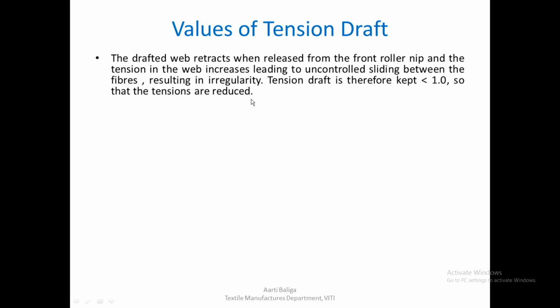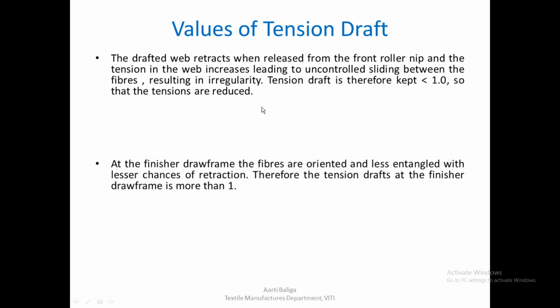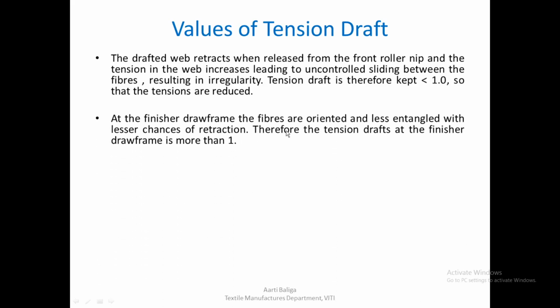So tension draft should be kept less than 1, so that the tensions are reduced, in cases where you feel there are chances of fiber retraction. This retraction effect is normally more when the fibers are more entangled. In that case, you will keep a tension draft of less than 1. At the finisher draw frame, the fibers are oriented and less entangled with fewer chances of retraction. Therefore, the tension draft at the finisher draw frame can be kept more, and it can be more than 1.